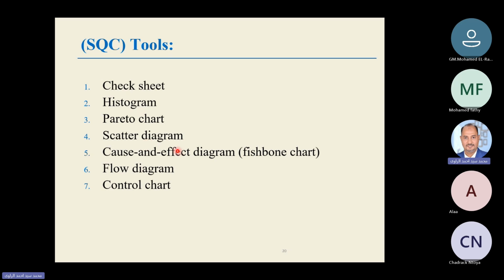A scatter diagram is used to study the relationship between two variables, as in a calibration curve. Cause and effect diagram, sometimes we call it Ishikawa diagram, is used to identify possible causes of a quality problem. Flow diagram, as we use in our laboratories, as a worksheet near the instrument. And the last one is the control chart.